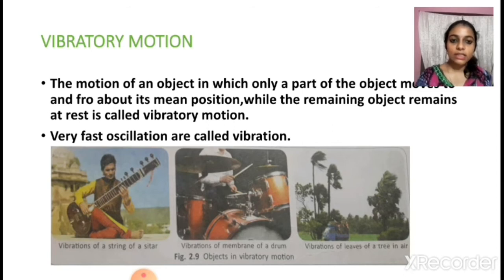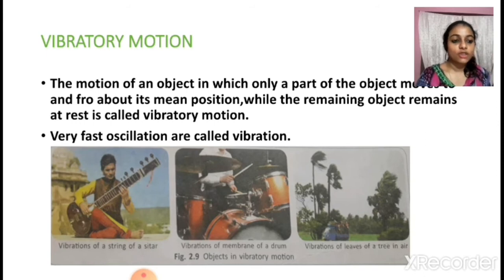When we are hitting or beating the drum, we can feel the vibration. That is, the membrane will vibrate, isn't it? It will execute to and fro motion, but the whole drum is not moving here and there, isn't it? So we can say that a part of the object is moving. So such type of motion is known as vibratory motion.